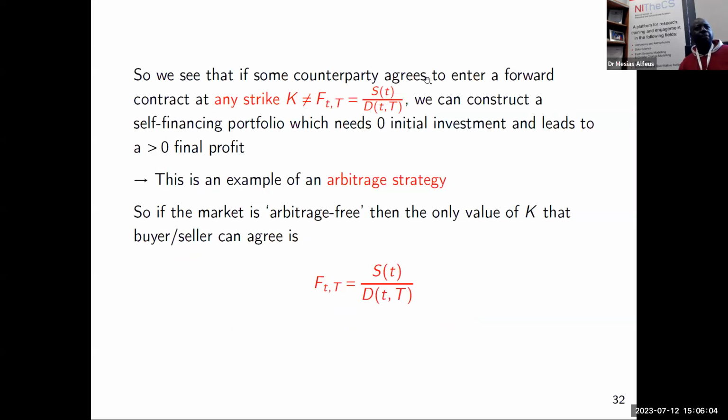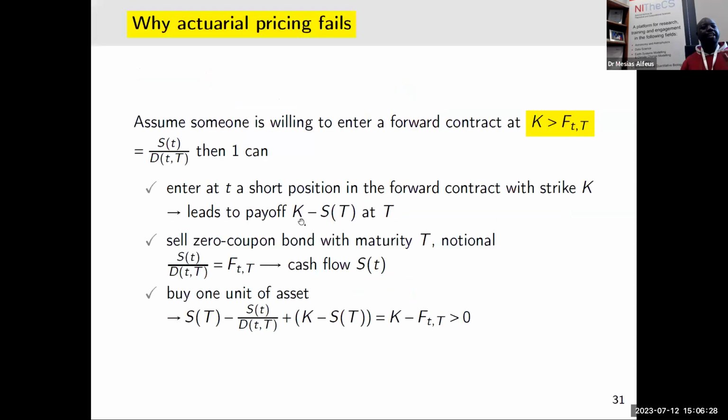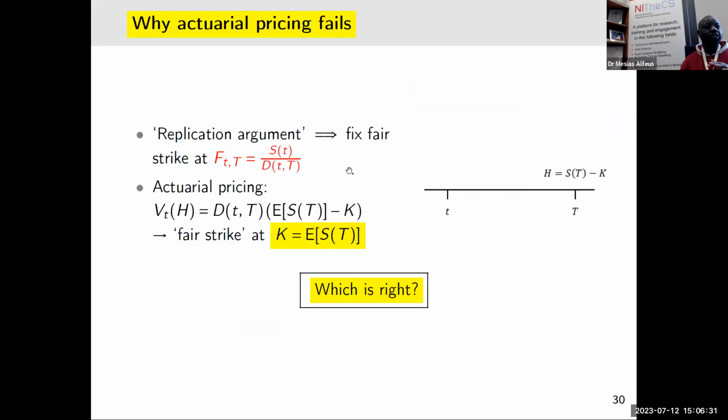So if we see the counterpart agree to buy at any price which is not equal to the forward price, then we construct a self-financing portfolio where you don't put anything in the bank account, but at some time in the future, you realize that you have an amount of money in your bank account. That is the arbitrage strategy.